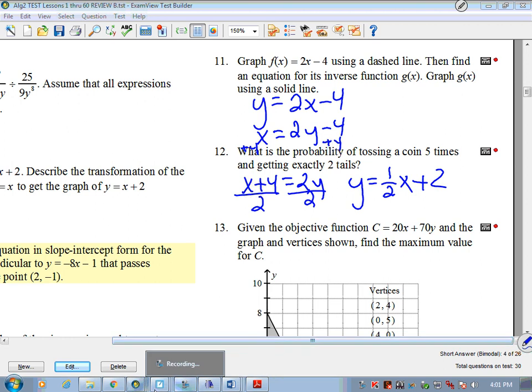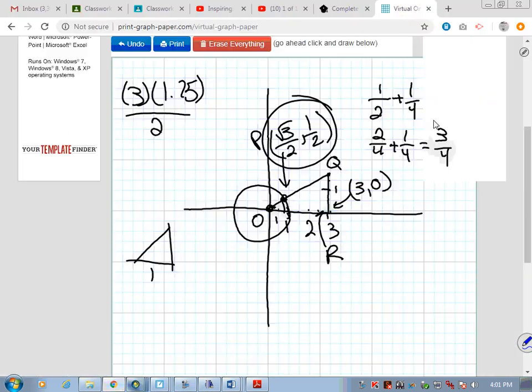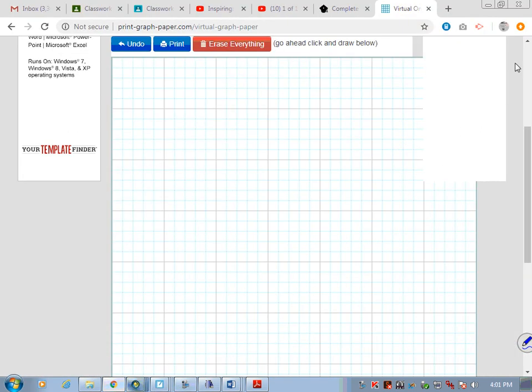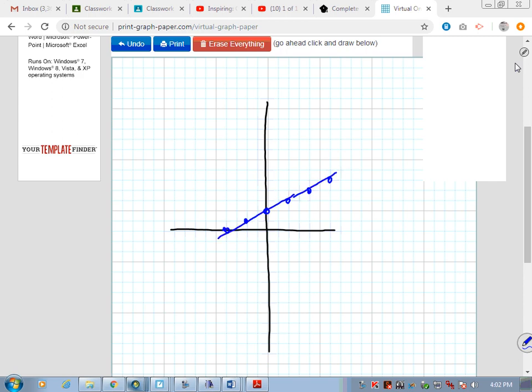All right, so if we have y equals 1/2 x plus 2 and they want us to graph that using a solid line, y equals 1/2 x plus 2. Well, plus 2 is here. 1/2 x means I'm going to go up 1 over 2, up 1 over 2, up 1 over 2. I could go down 1, back 2, down 1, back 2. Yeah, we wanted to use a solid line.